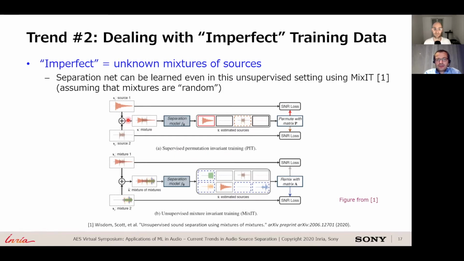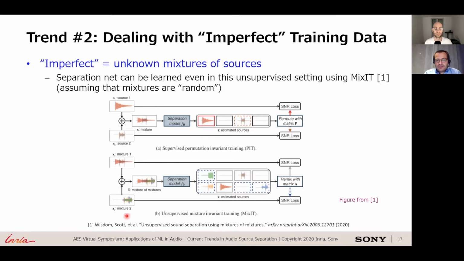For permutation invariant training, we have access to the individual sound sources, which we mix together. Then we have our separation model that demixes this mixture and creates estimated sources. Then we solve the permutation problem in order to obtain the minimum loss. By this, we can backpropagate and update the separation model to improve the estimated sources. This is possible because we have access to the individual sound sources.